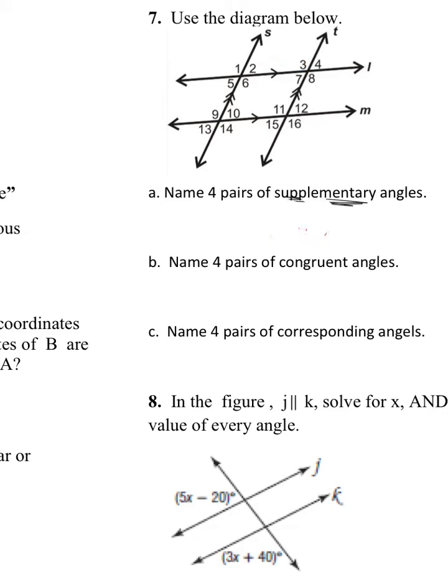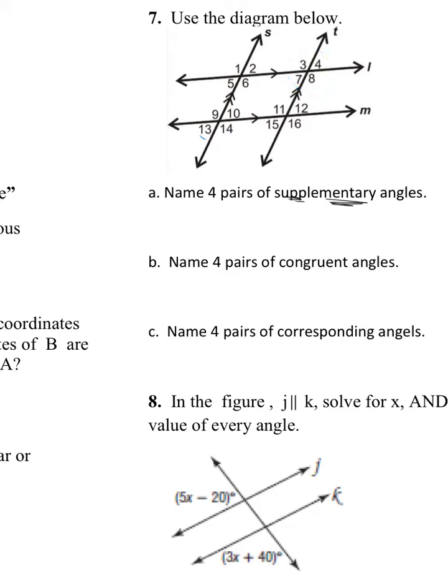Now, pairs of congruent angles. Again, lots of ways to get congruent angles here. The first one that they probably aren't included in this, but are, of course, the vertical angles. The ones across from each other, there are pairs in every corner across from each other. So 1 and 6, 2 and 5, 3 and 8, 4 and 7, 9 and 14, 13 and 10, 11 and 16, 12 and 15. All right, those are the obvious ones.